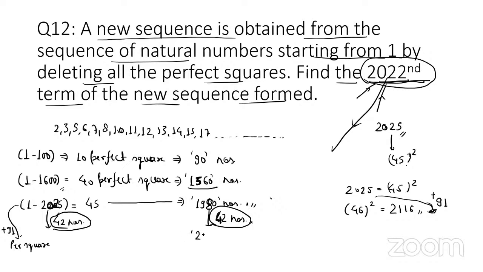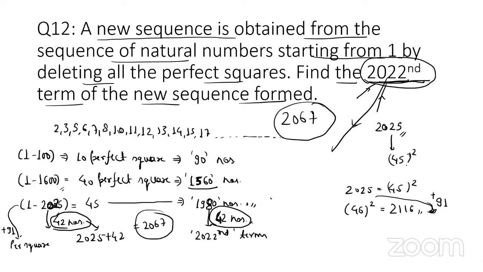So guys, if we add 42 more numbers, the actual term must be the 2022nd term, but what number should it be among the numbers? Actually, this should be 2025 plus 42, which must be 2067. So we can say the answer of this question is 2067. Right? So this must be the answer.